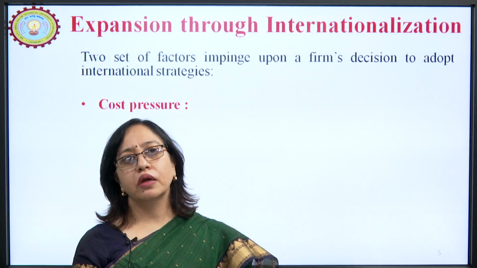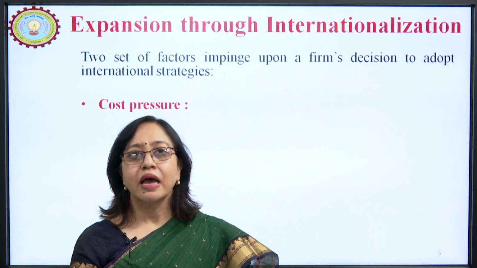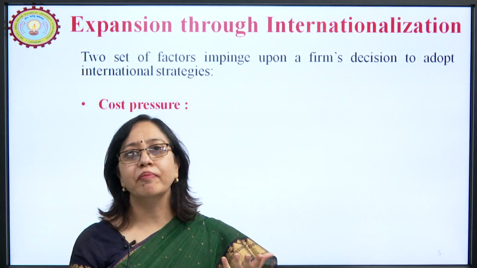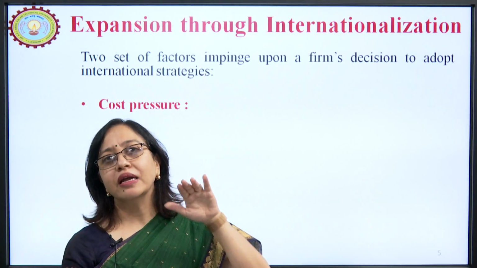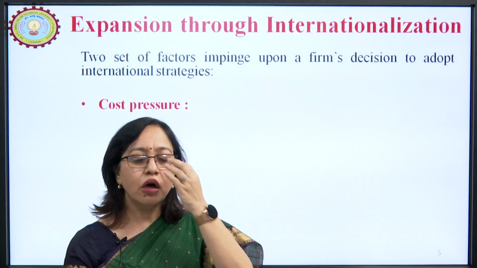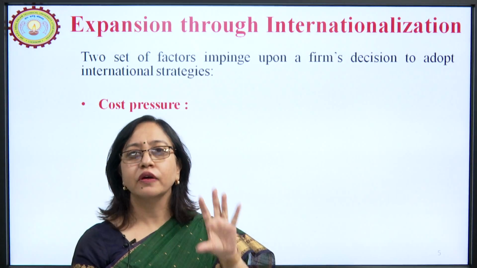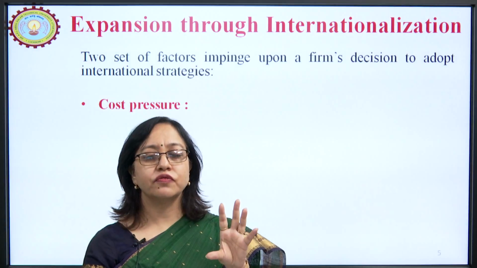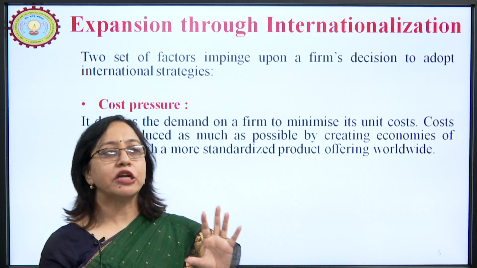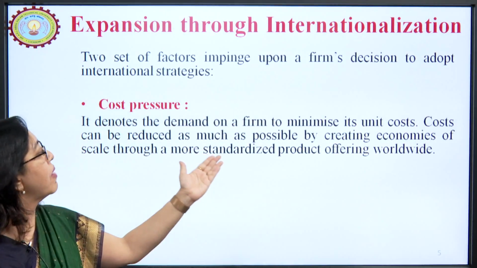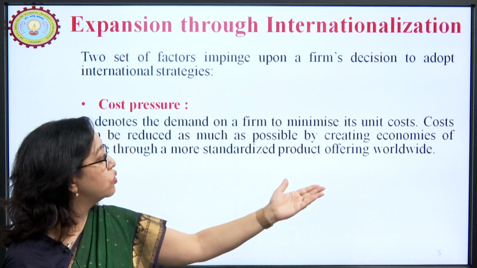If you are not able to control your cost, and if you are not able to even charge a high price, then what is happening? It is cutting down your profits. So a company has to take care of the cost part of the products and services which they are offering. So that is a big pressure on the company. It denotes the demand on a firm to minimize its unit cost.